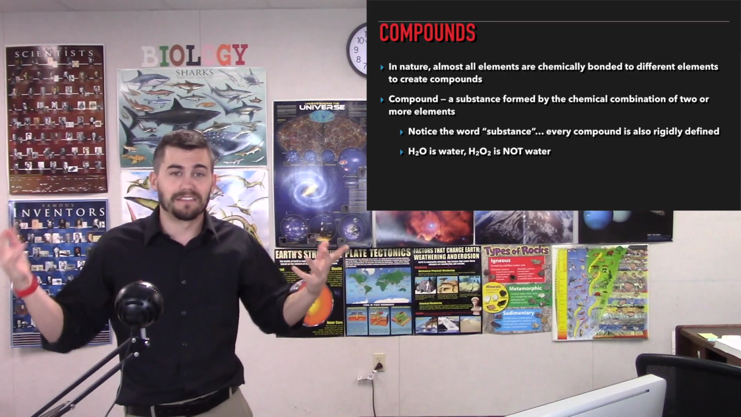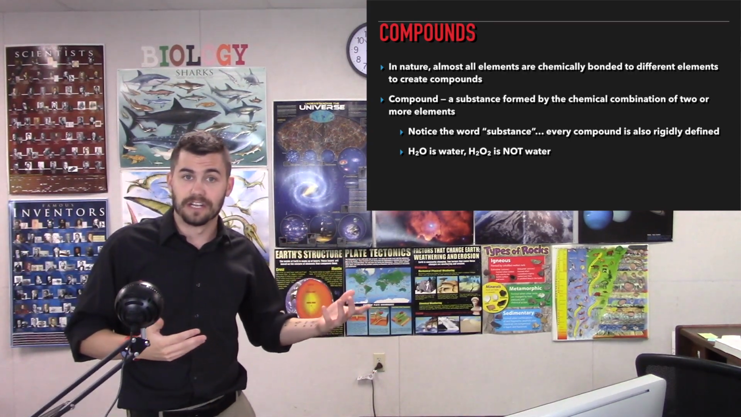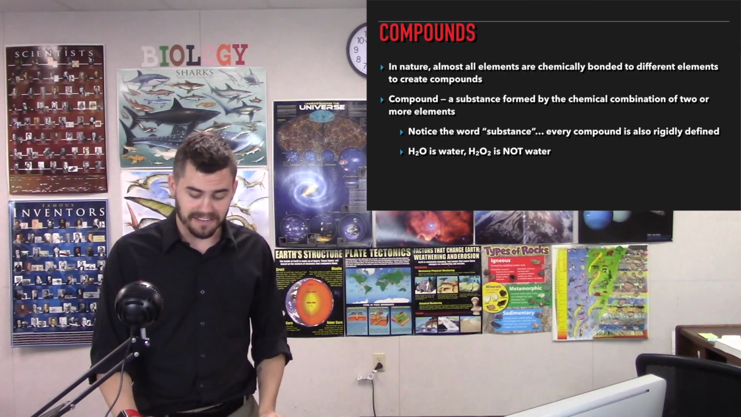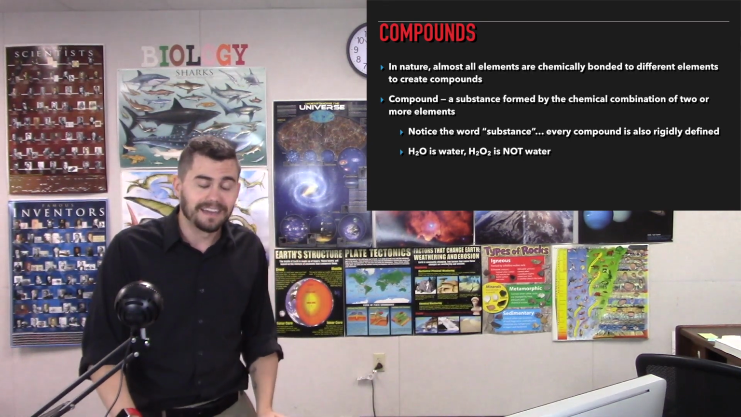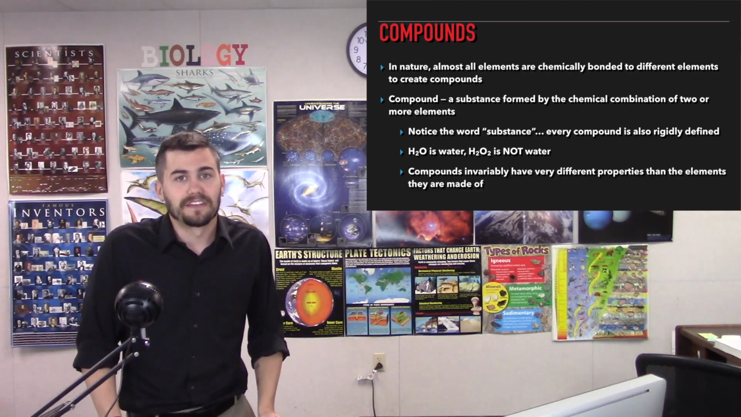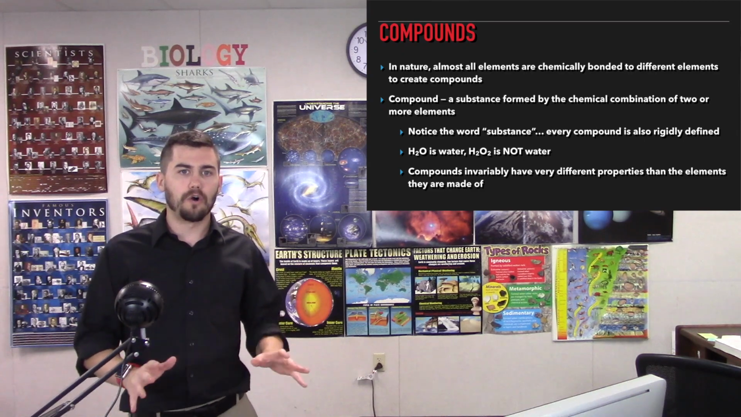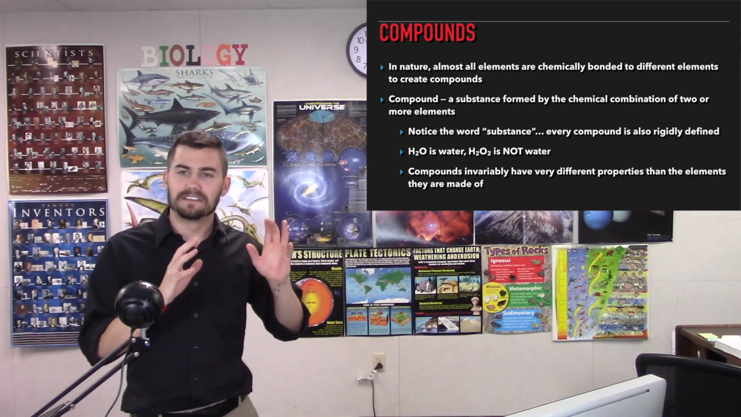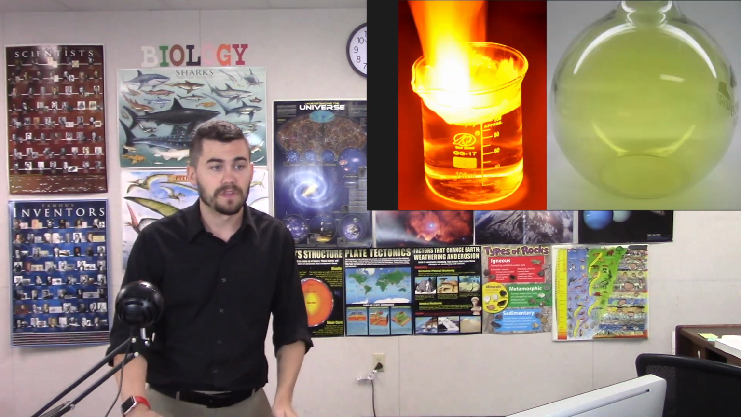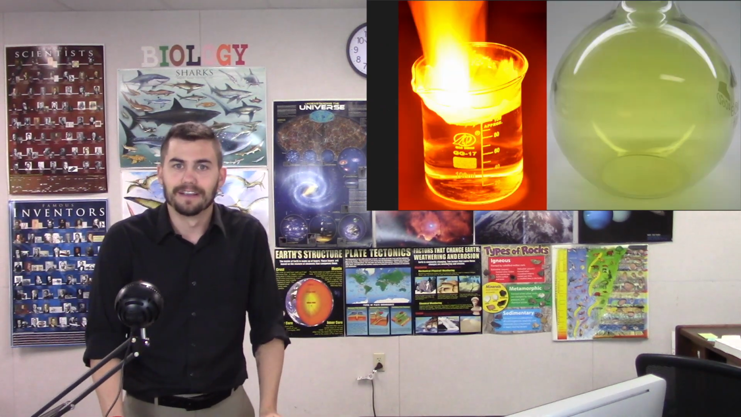H2O2, it's made of the same elements, hydrogen and oxygen, but we changed the formula. That's not water. That is hydrogen peroxide. Do not drink hydrogen peroxide. Another key thing with compounds is compounds always, invariably, have very different properties than the elements that they are made of. So for example, let's look at what we have here.